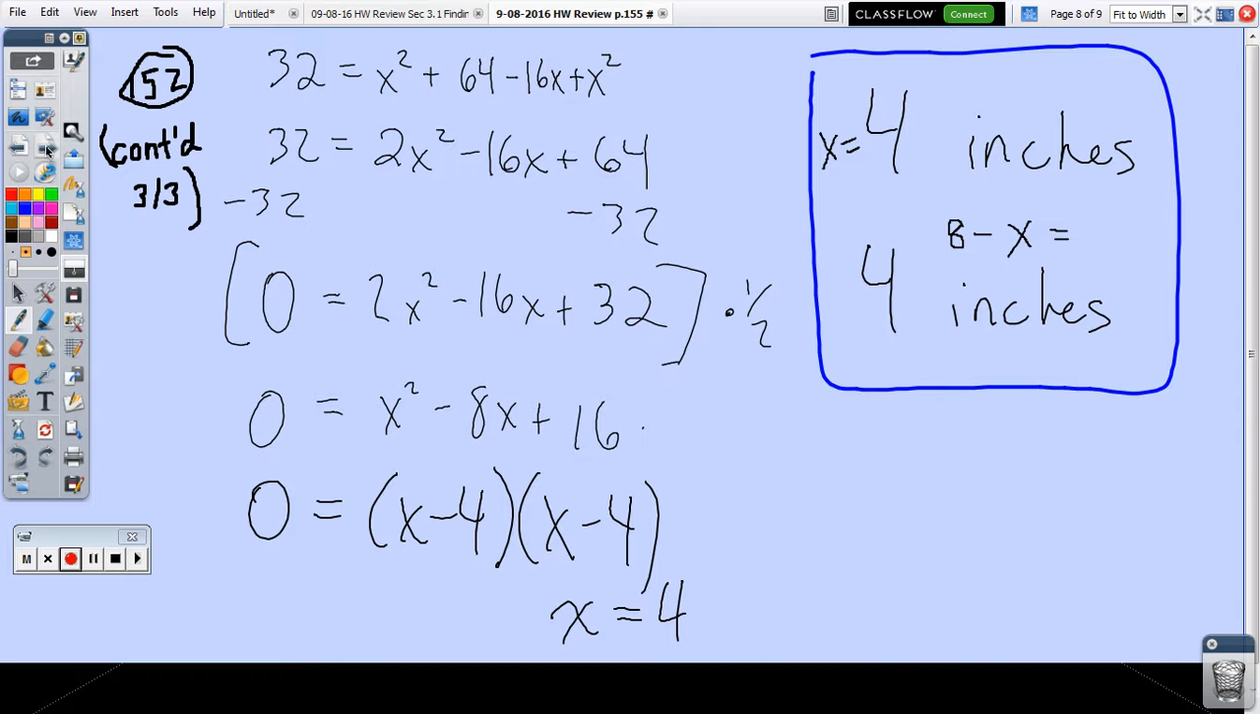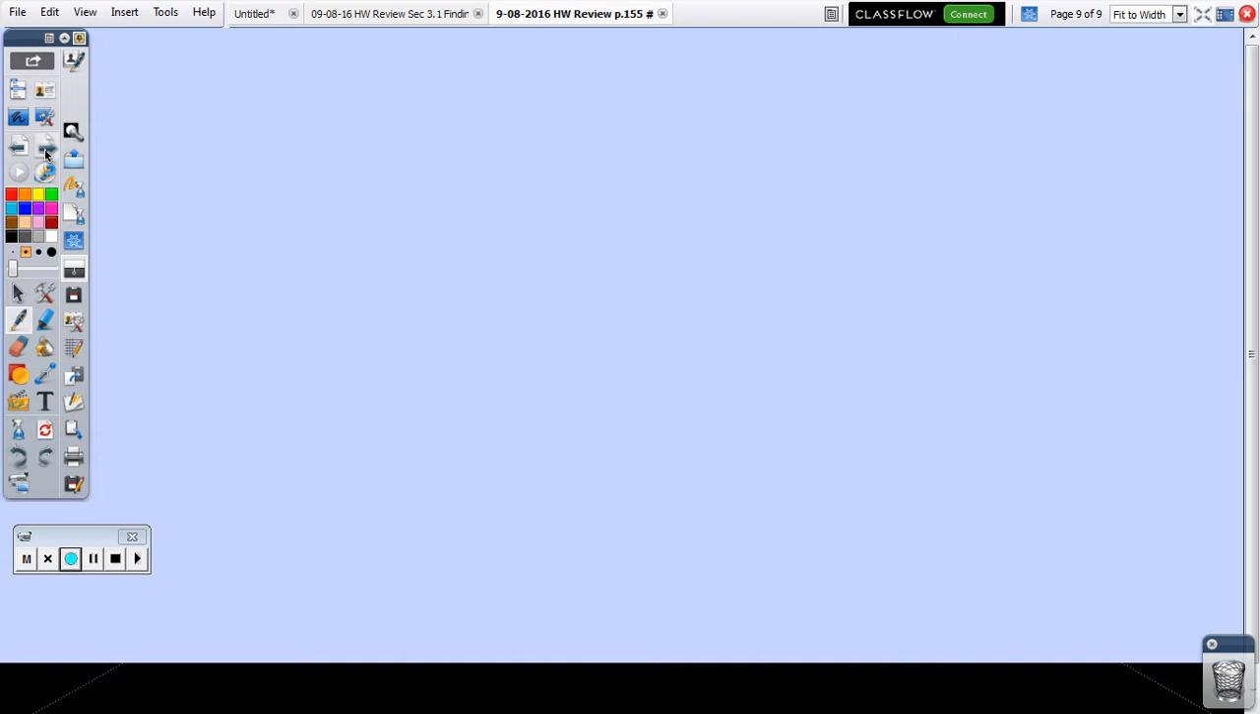Okay, so any other questions about this problem? All right, so let's look at the ones that we haven't looked at yet at all, which are 168 and 172.